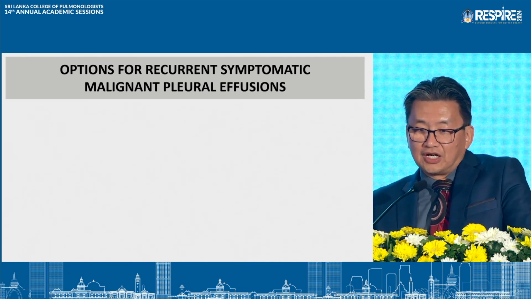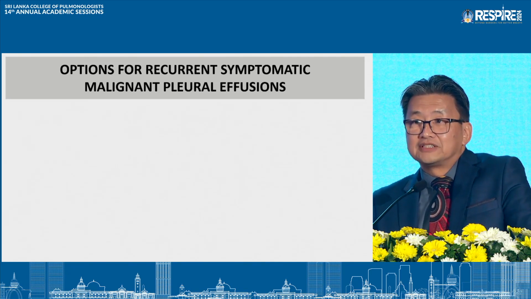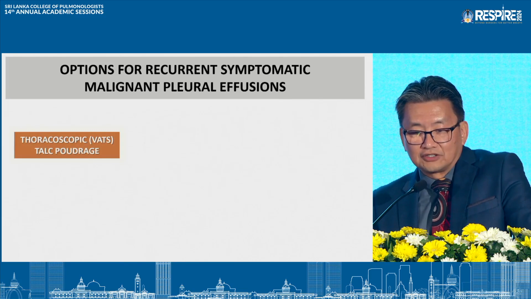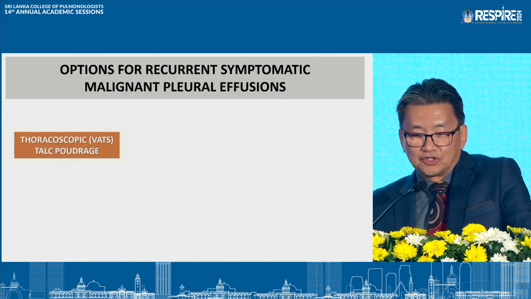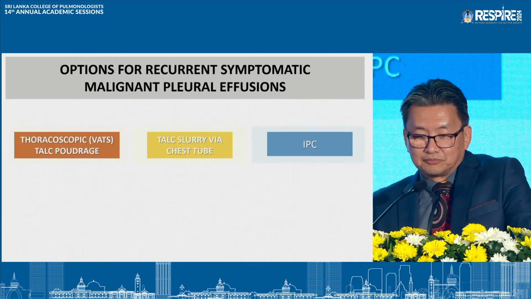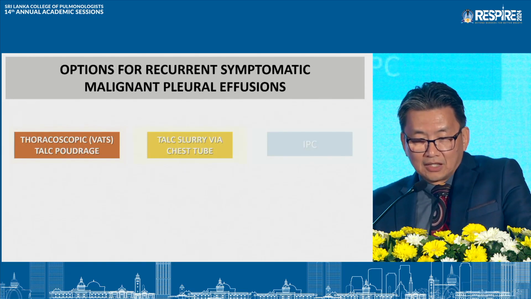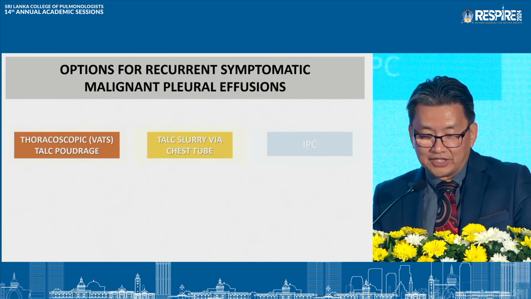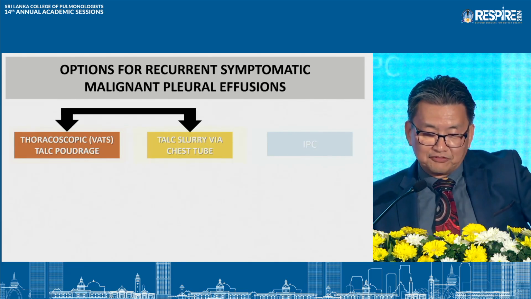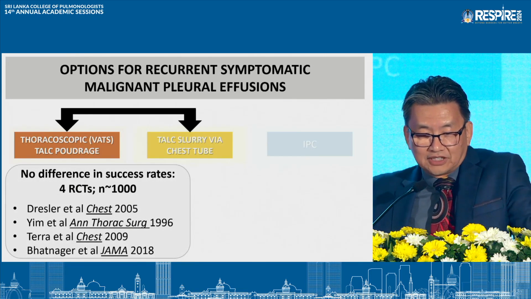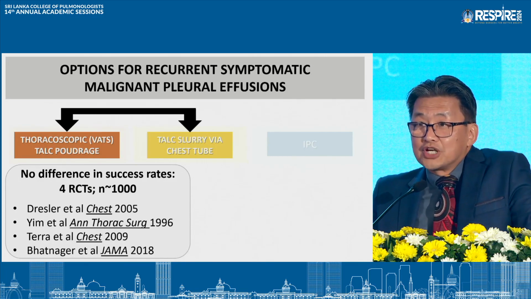Obviously, you need to see how long the patient is going to live, and how many times you're likely to need to drain. But for patients with recurrent symptomatic malignant pleural effusion, your options are thoracoscopic VATS talc poudrage, talc slurry through a chest tube, and indwelling pleural catheter, as the previous speaker has mentioned. There's going to be a surgeon talking about it, so I'm going to preempt you and tell you that there have been 4 randomized trials so far comparing thoracoscopic talc poudrage versus talc slurry through chest tubes.